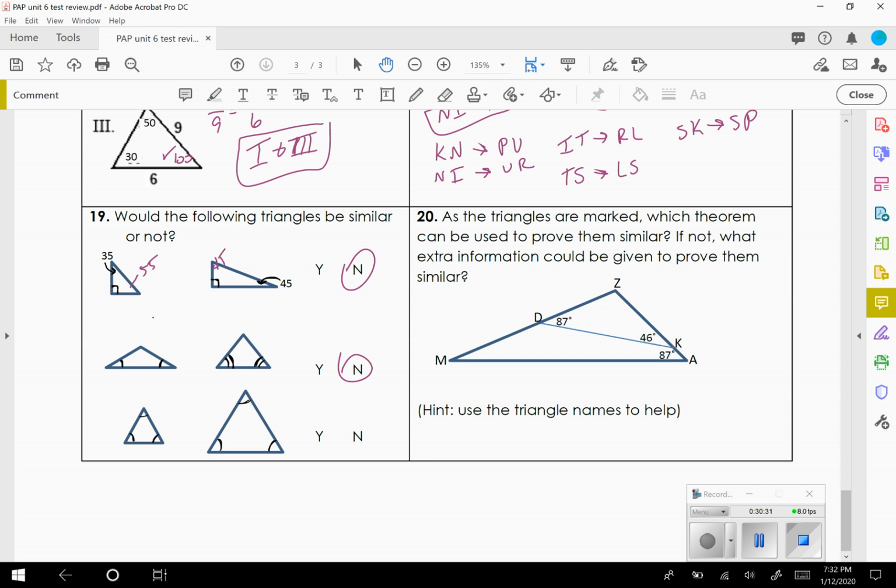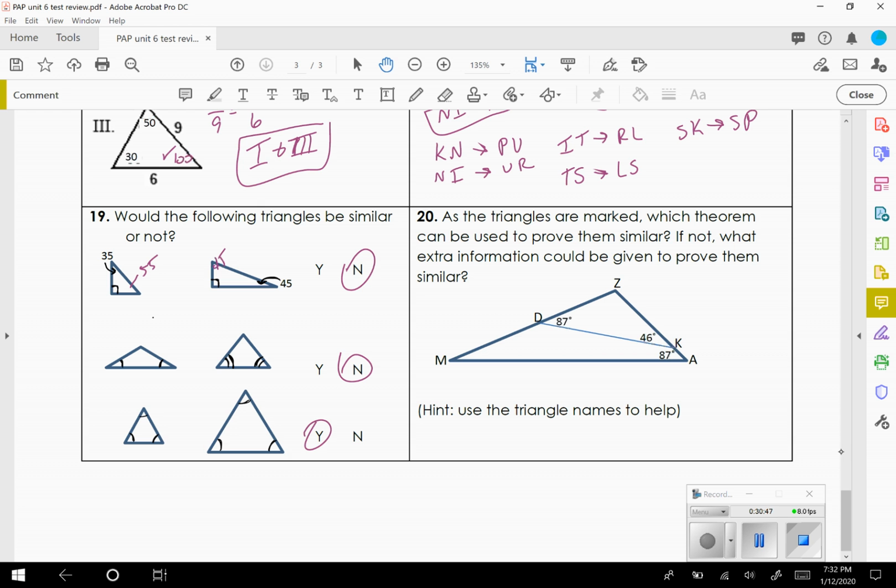All right, last part here. What kind of triangles are these? They have 3 equal angles. Well, they're equilateral. Equilateral triangles, they're going to be 60 degrees, all their angles. They're going to be 60 degrees no matter what. So they're always going to be similar.